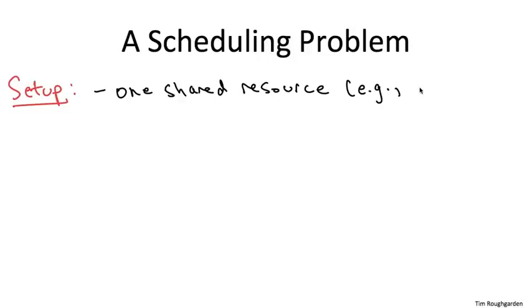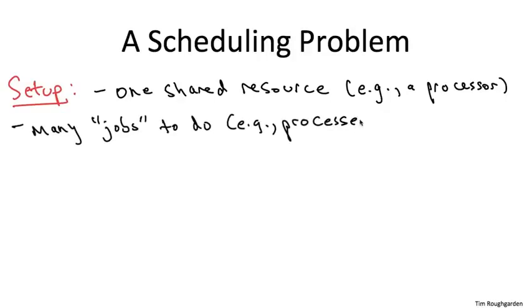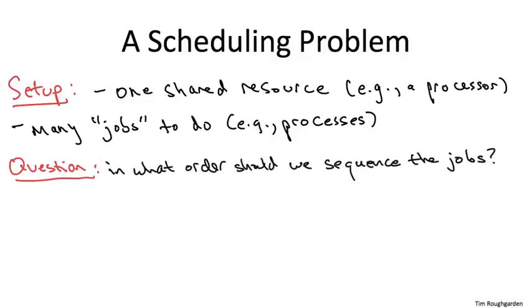So we'll assume for today that there's just one shared resource. This resource could represent any number of things. For concreteness, you can think of it as a computer processor. And then there are a lot of different things that have to get done. So for example, there are a lot of processes that have to be handled by this processor. And the algorithmic question we're going to study is, in what order should we sequence these jobs? Which one should we do first? Which one should we do second? And so on, all the way up to which one should we do last.